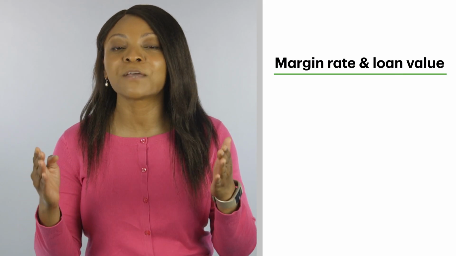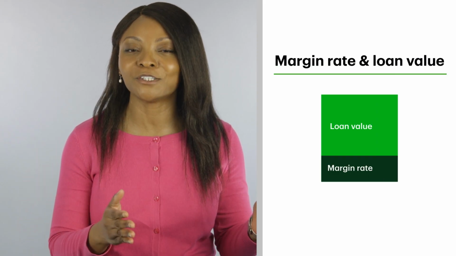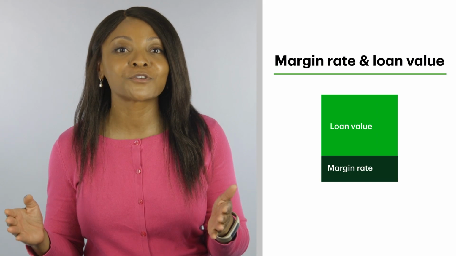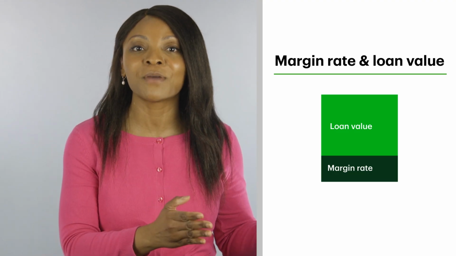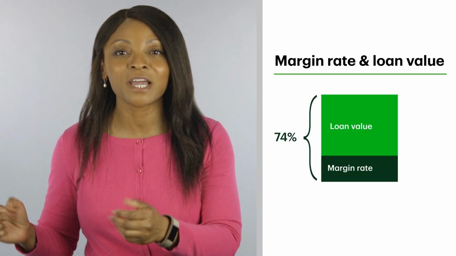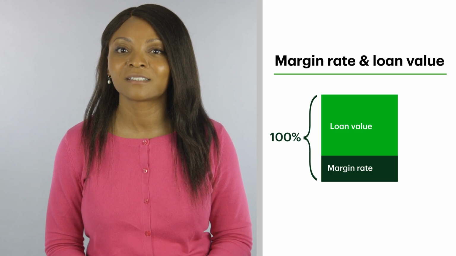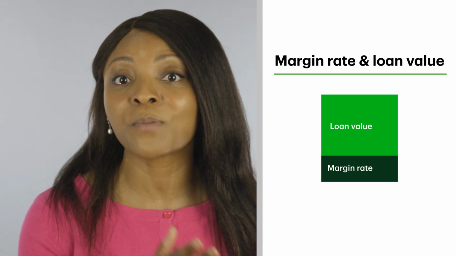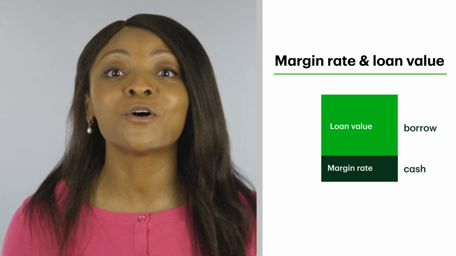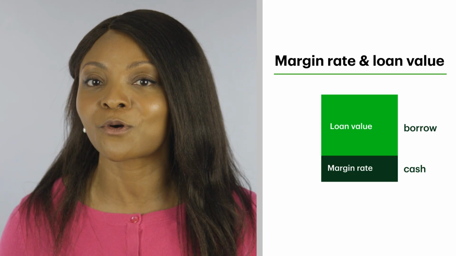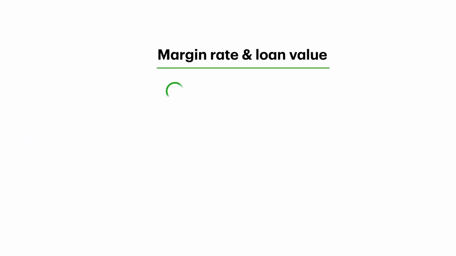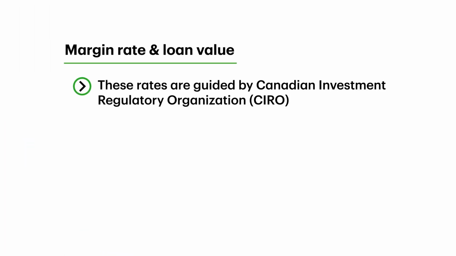Every investment has a margin rate and a loan value. A simple formula to remember is that margin requirement rate plus loan value rate equals 100%. Margin rate is the amount you pay from your own cash, and loan value is the amount you're borrowing from the broker. These rates are guided by the Canadian Investment Regulatory Organization, or CIRO, but brokers can set higher margin requirements too.